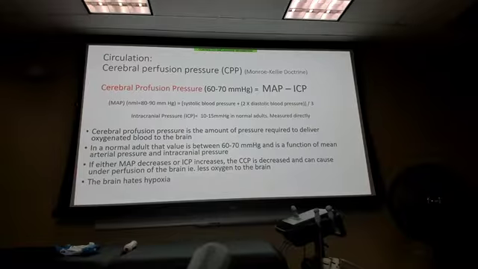And remembering what MAP is. Your normal MAP is between 80 and 90, and that's the systolic blood pressure plus 2 times your diastolic pressure, all divided by 3.